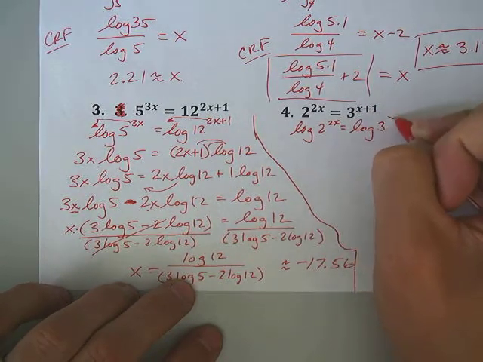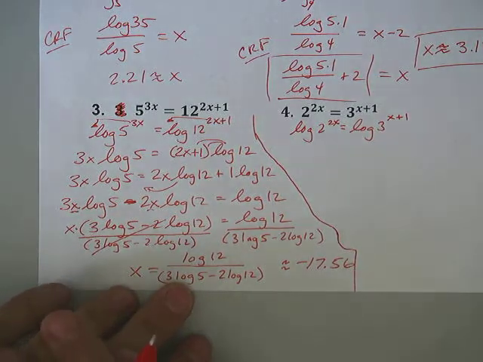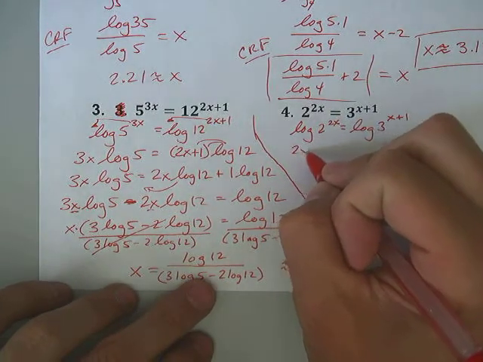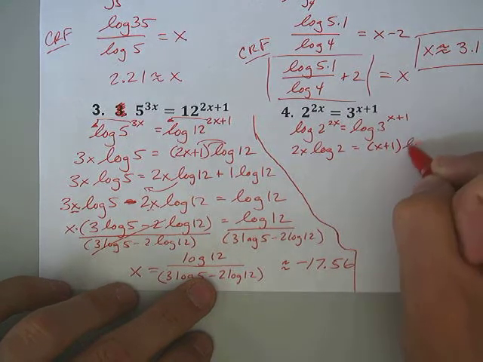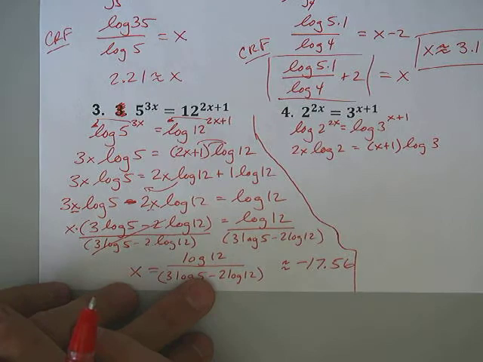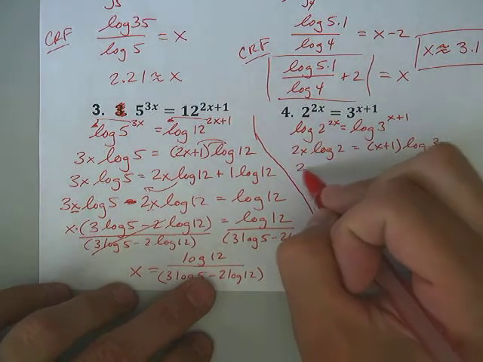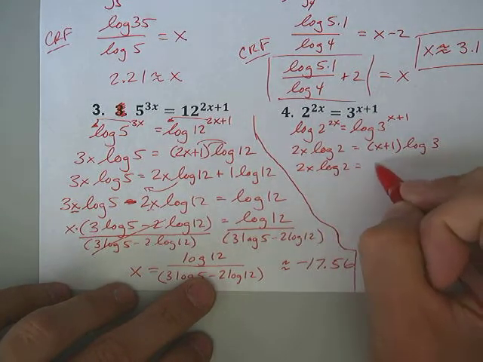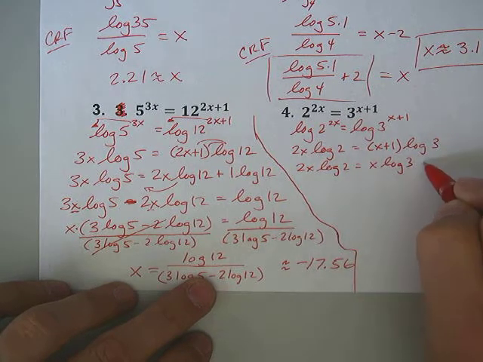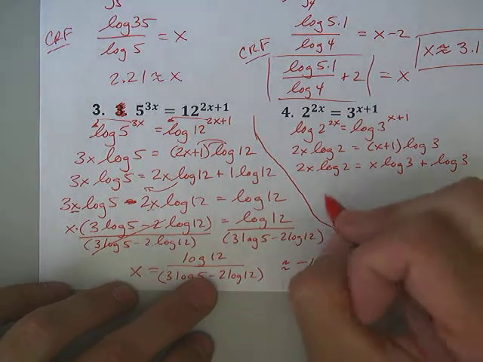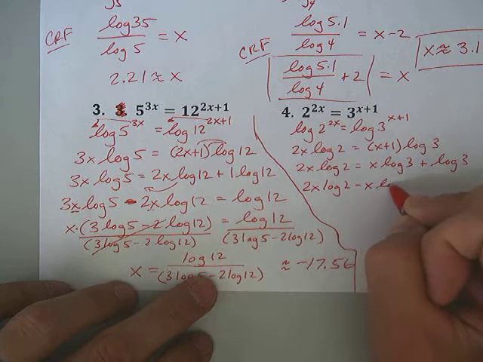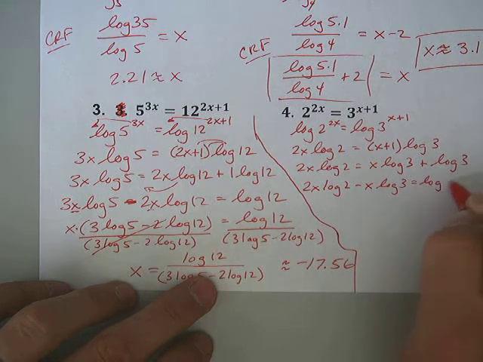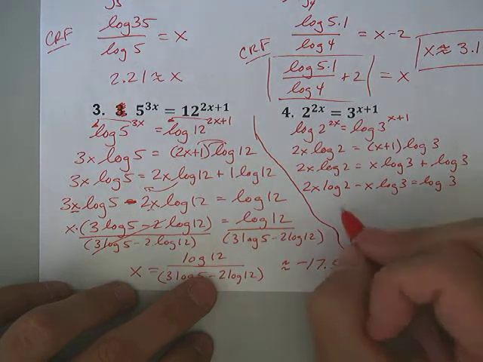Let's see if we can. I'm going to put a little line right here, kind of keep it separate. So, first step, I'm going to log both sides. Log 2 to the 2x equals log 3 to the x plus 1. What I do next, I did the power property. So I'm going to do 2x log 2 equals quantity of x plus 1 log 3. I'm going to distribute that in. 2x log 2 equals x log 3 plus log 3.